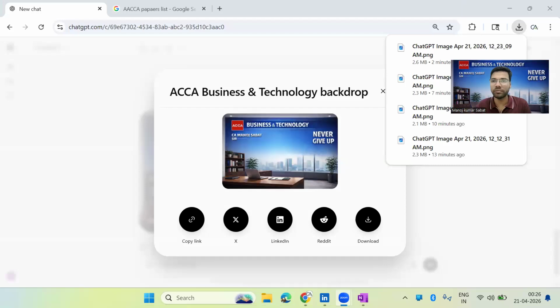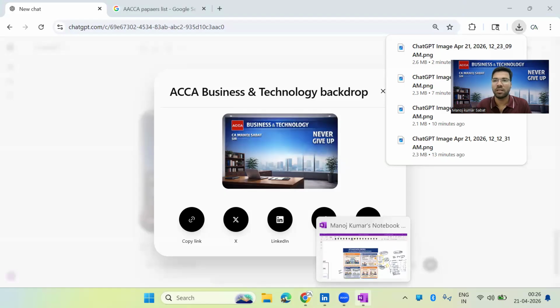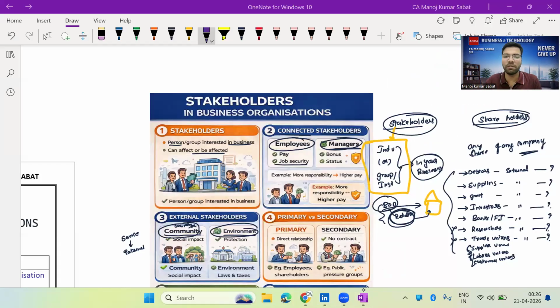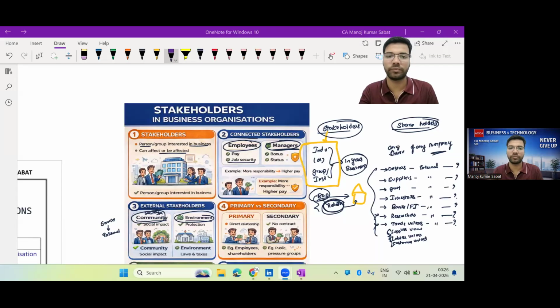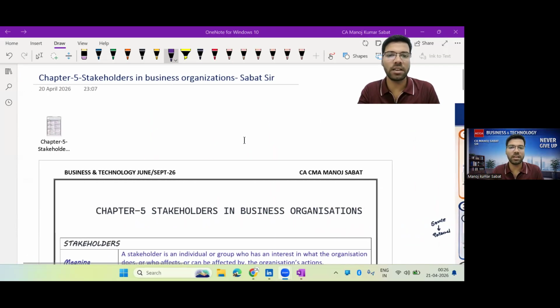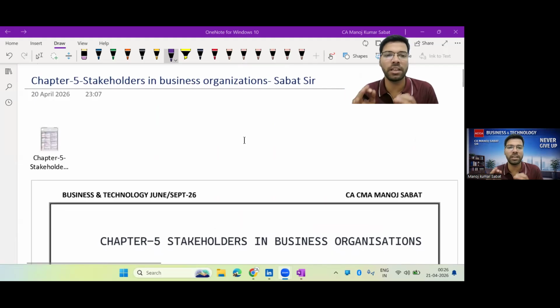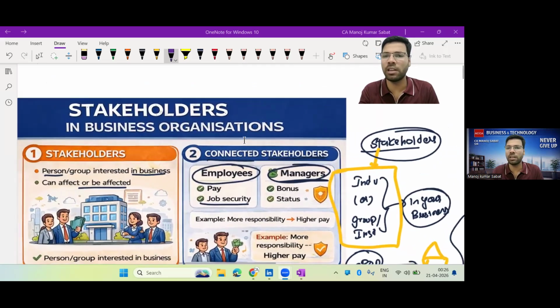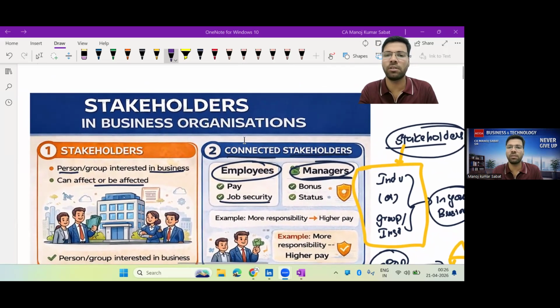Okay, let me share the screen. I hope that I am visible to everyone. Right, so let us start our chapter number 5. Our chapter number 5 is stakeholders in business organization. In this chapter we are going to discuss only a single concept called stakeholders. So without delay, let us quickly discuss it.